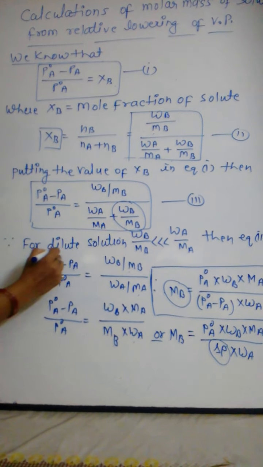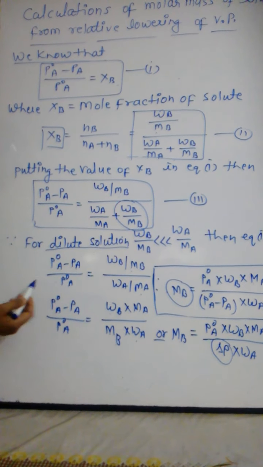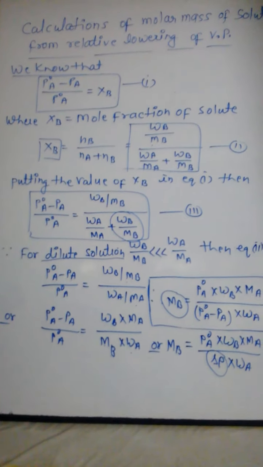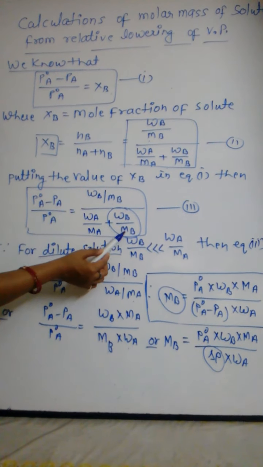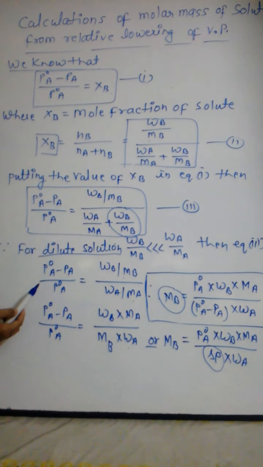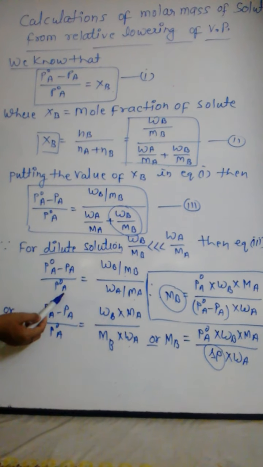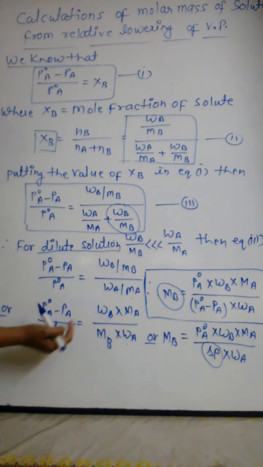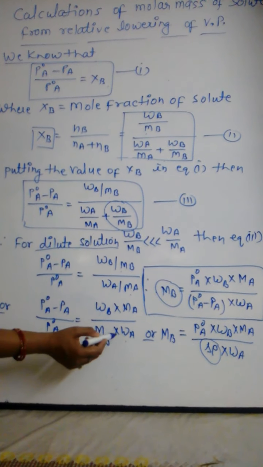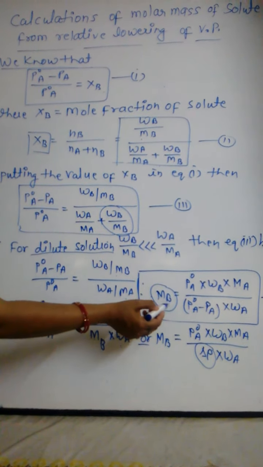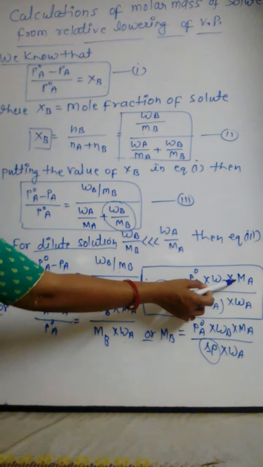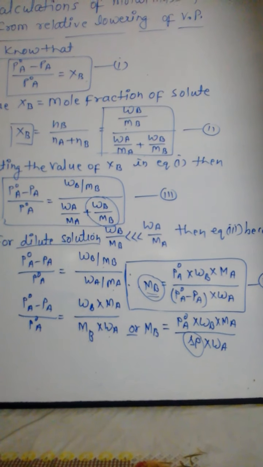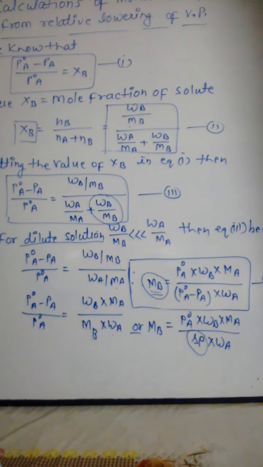We know that a dilute solution behaves as an ideal solution. And for a dilute solution, the mass of solute is very less compared to the mass of solvent. So in equation 3, we can neglect WB upon MB from the denominator. Then equation 3 becomes (P naught A minus PA) upon P naught A equals (WB upon MB) upon (WA upon MA), or WB into MA upon MB into WA. Then we calculate MB, the molecular mass: P naught A into WB into MA upon (P naught A minus PA) into WA. With the help of equation 4, we will find out the molecular mass of non-volatile solute.